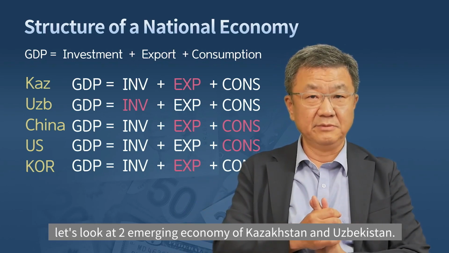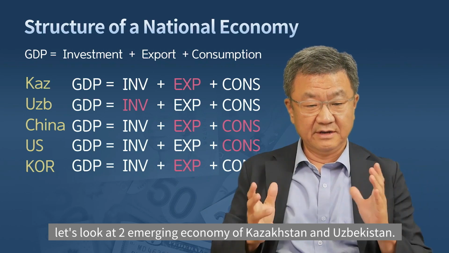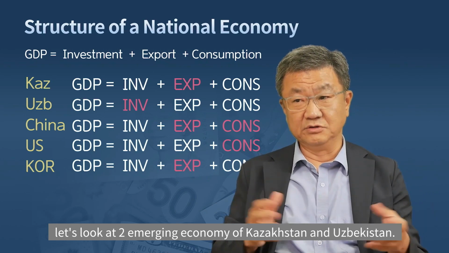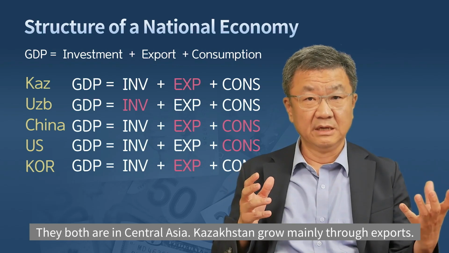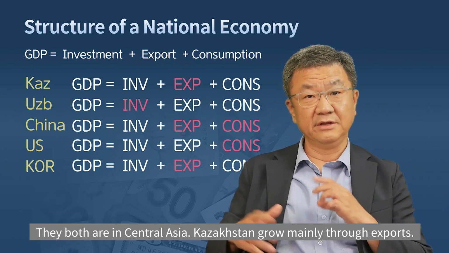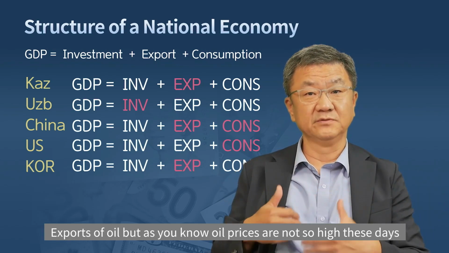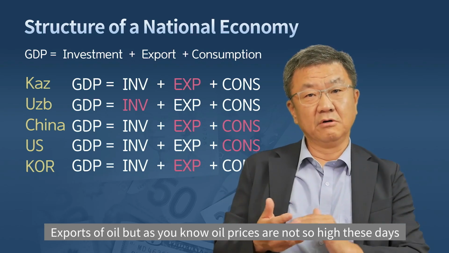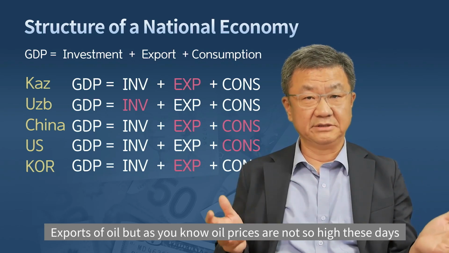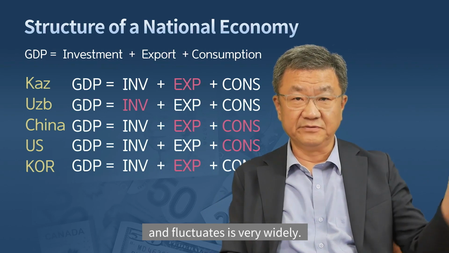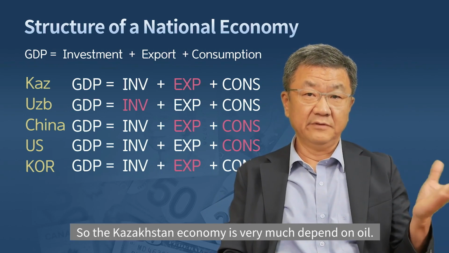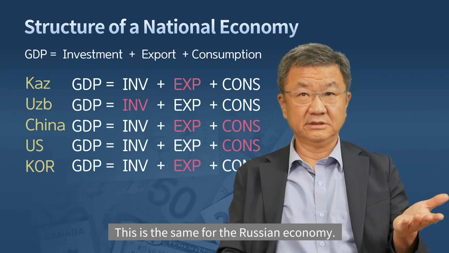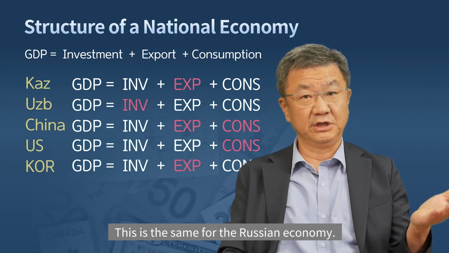Now let's look at two emerging economies of, let's say, Kazakhstan and Uzbekistan. They're both in Central Asia. Kazakhstan grew mainly through exports of oil. But as you know, oil prices are not so high these days and it fluctuates very widely. So the Kazakhstan economy is very much dependent on oil. This is the same for the Russian economy.